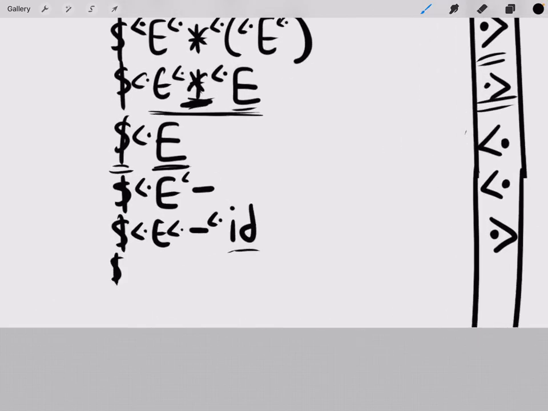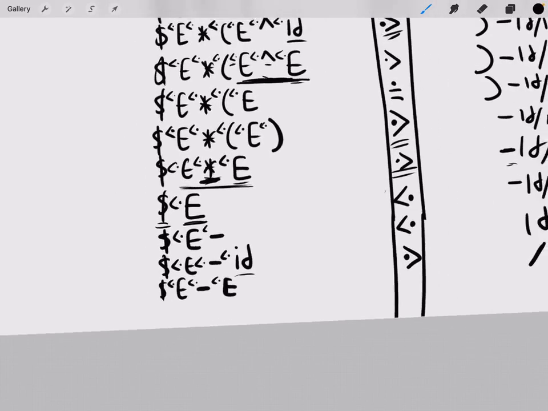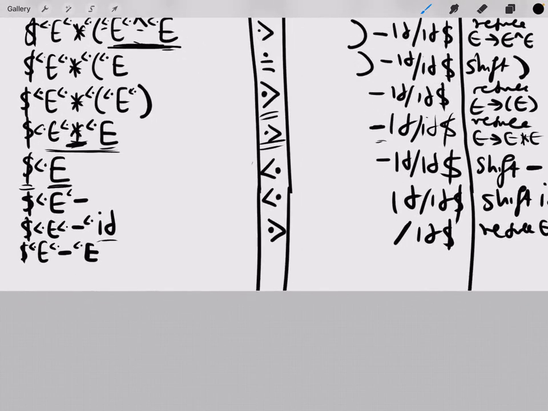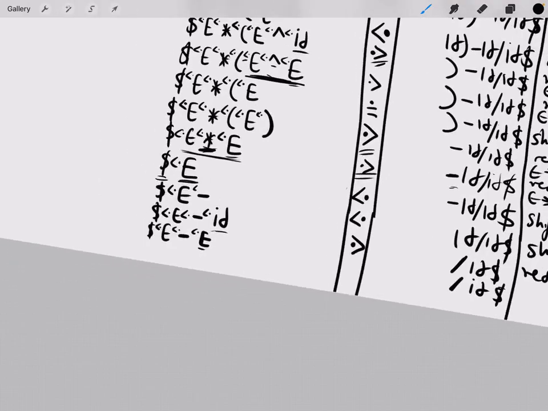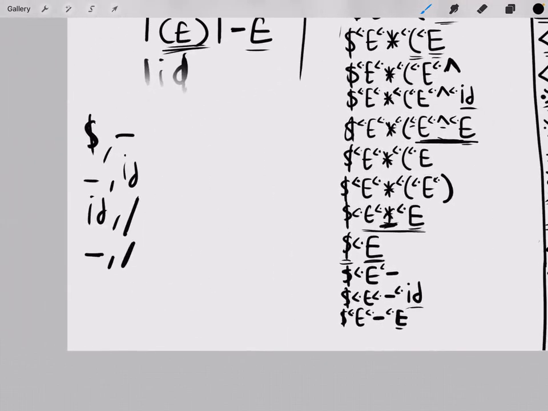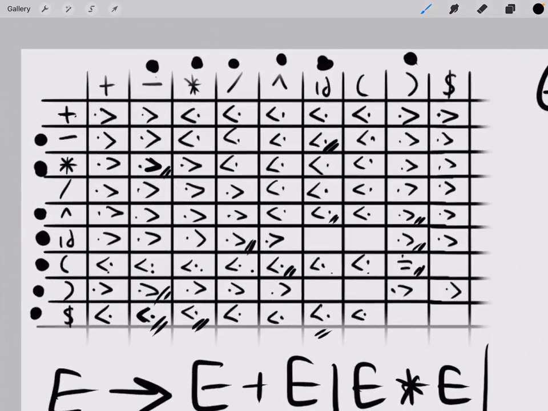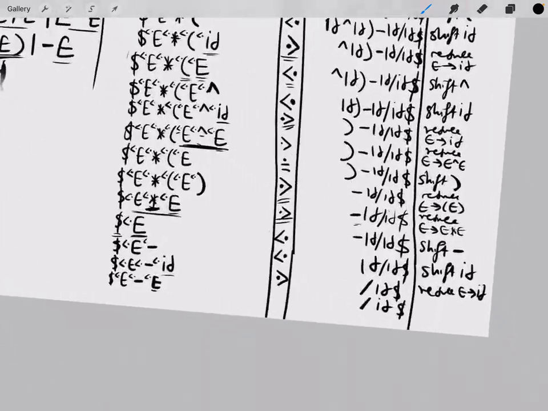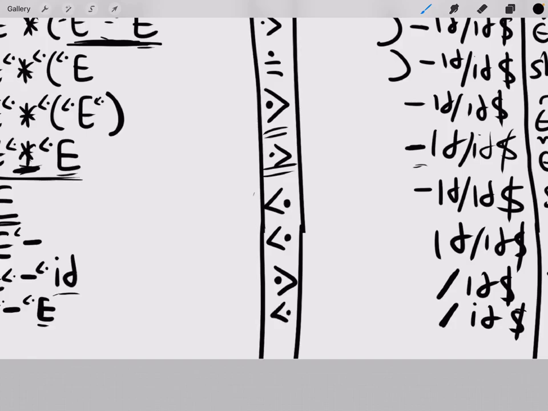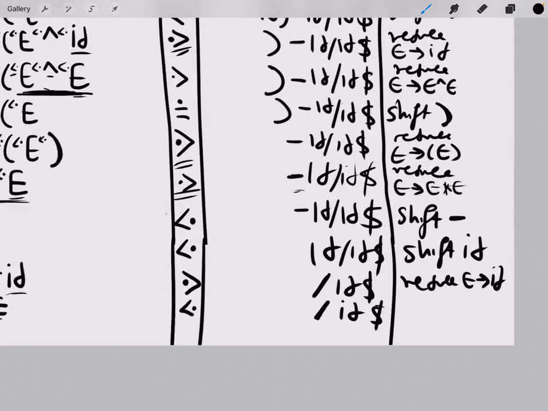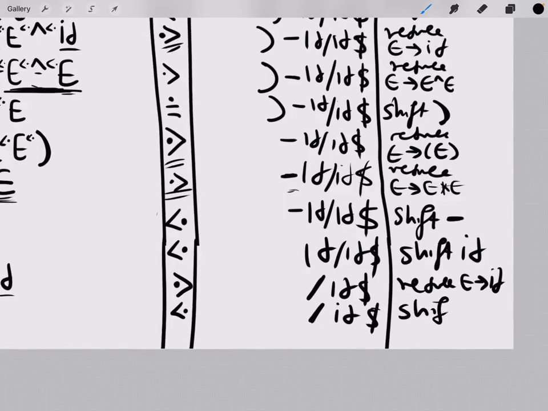We have dollar sign E minus E. Now what do we have left? We have the divided by ID dollar sign. So what is the next operator? Minus. So minus versus division. Minus yields precedence to division, and because it yields precedence to division, we are going to shift division.